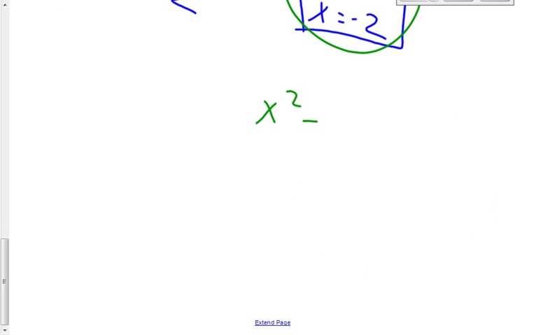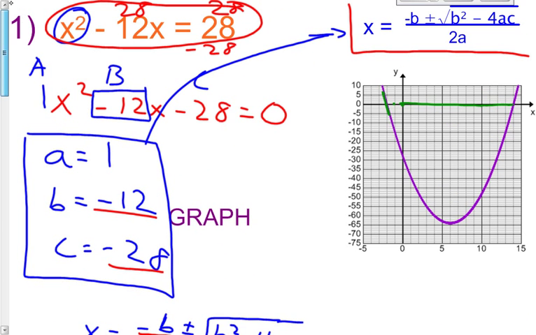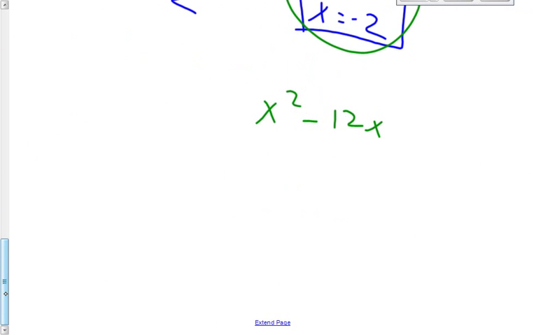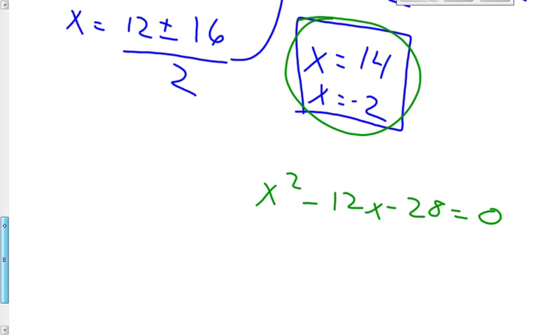X squared minus 12x, did I say minus 28? Minus 28 equals 0. Whenever you get rational zeros, it means that it can be factored. So I didn't need to use the quadratic formula on this one if the directions didn't specifically say, because this one could be factored.